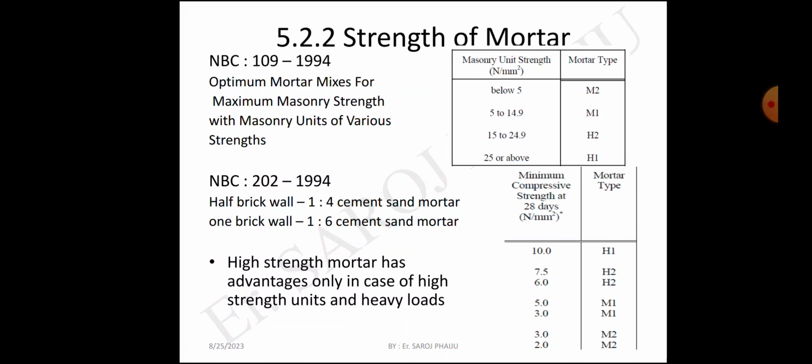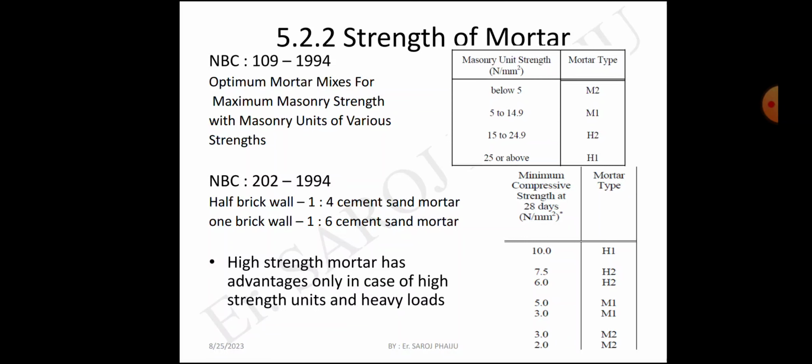5.2.2 Strength of mortar, NBC 109:1994. Optimum mortar mixes for maximum masonry strength with masonry units of various strengths. Masonry unit strength in Newton per mm square and mortar type: below 5, M2; 5 to 14.9, M1; 15 to 24.9, H2; 25 or above, H1. NBC 202:1994.